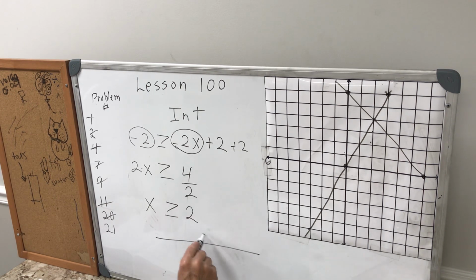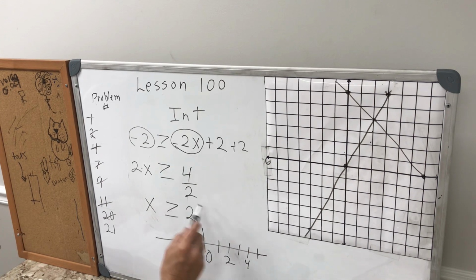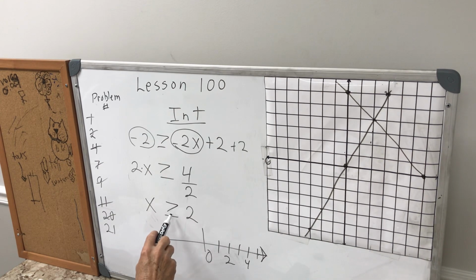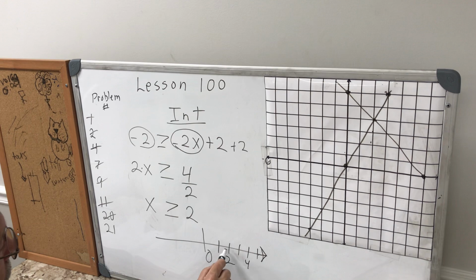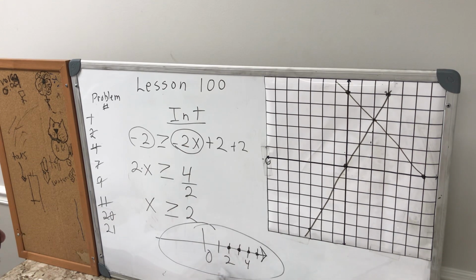Number line, this is a 0. We are only dealing with positives, so we'll just do this. This is a 2 and this is a 4. Our arrow is going to the right. And we are only dealing with integers also, and this is greater than or equal to 2. This is your first one, equal to, and then just the integers. Just the integers only. There is your final.